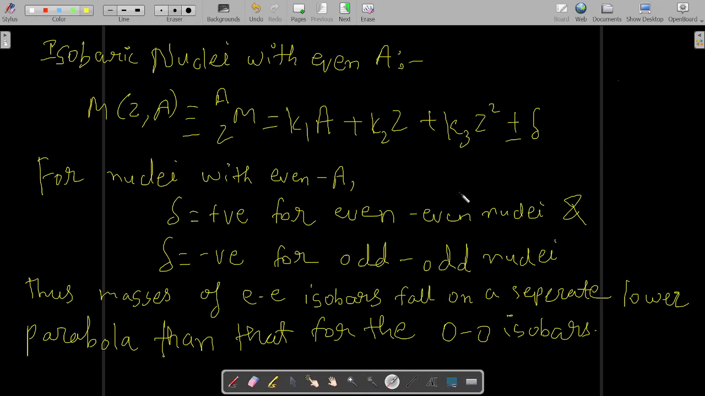So the masses of even-even nuclei will be lower than the masses of odd-odd nuclei. As the masses of even-even nuclei are lesser, the parabola of even-even nuclei will lie in the lower region, and the odd-odd nuclei parabola will lie in the upper region. So the masses of even-even isobars fall on a separate lower parabola than that for the odd-odd isobars.